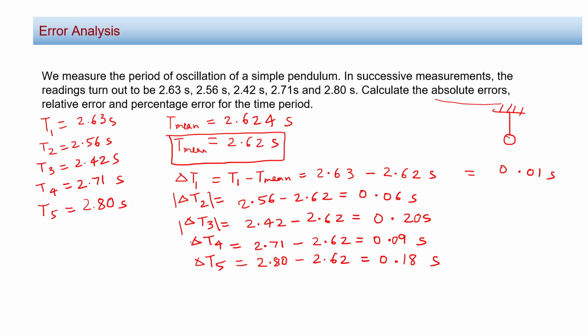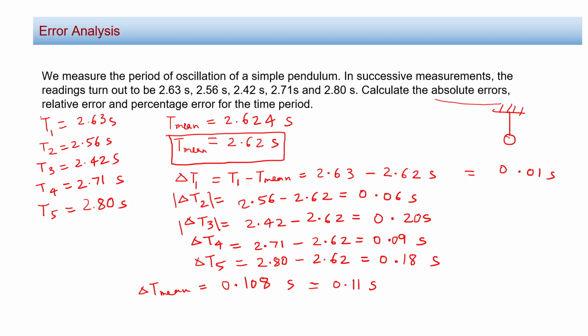Now I'll take the mean of these errors. So delta T mean will be the average of these errors: 0.01 plus 0.06 plus 0.09 plus 0.18 divided by 5. After adding and dividing by 5, the value I am getting is 0.108 seconds. What we need to keep in mind is these errors were up to the second decimal digit, right? So my final result should also be up to the second decimal digit. So I will round off, and after rounding off I'll get 0.11 second. So this will be the correct way of writing the mean absolute error.